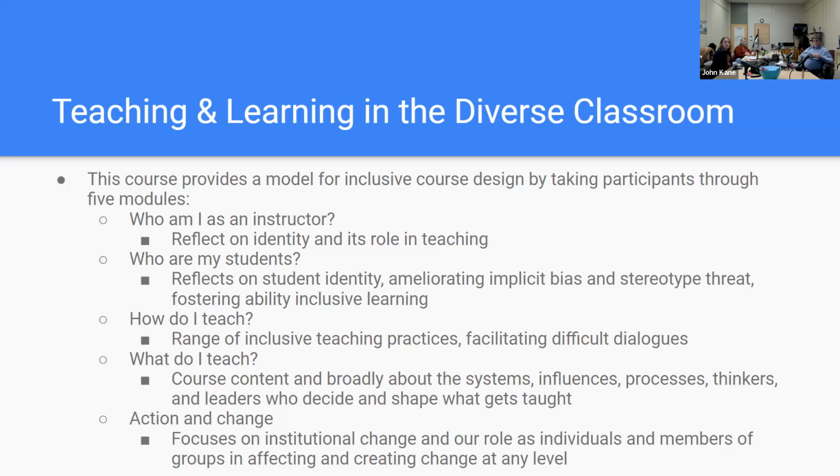And then the fourth module goes into course content broadly, about who decides what kind of content is being shared with students, and what institutions and processes shape what gets taught. And the fifth module is called Action and Change, and that focuses on institutional change and our role as individuals within a larger university setting in creating inclusive classroom environments.